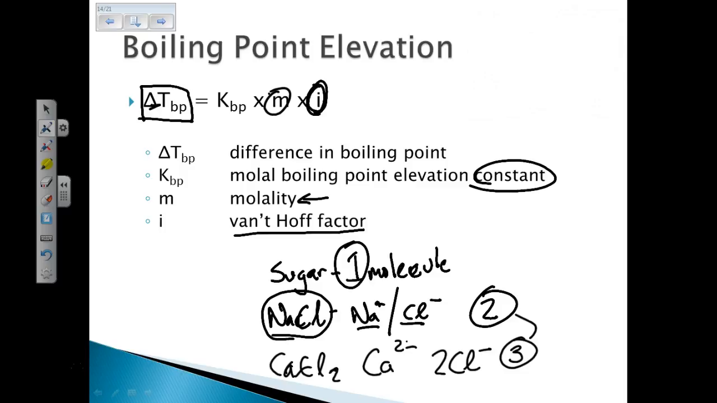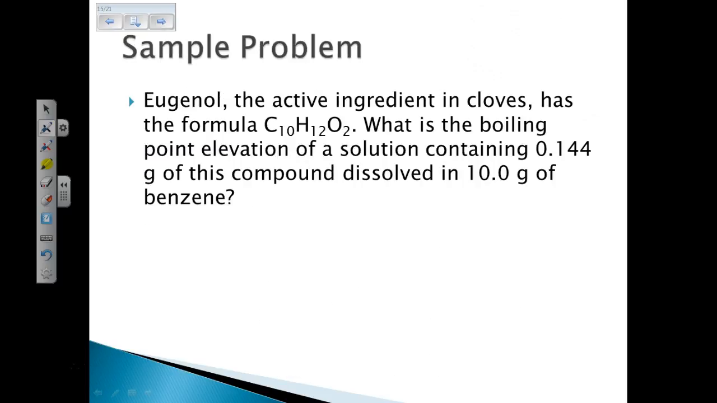But we should probably do a sample problem where we're going to use this and see what it ends up looking like. Okay, so we're going to talk about eugenol. I know that sounds like a weird compound name, but that's what it's called. So it says, what is the boiling point elevation of a solution containing 0.144 grams of eugenol dissolved in 10 grams of benzene.